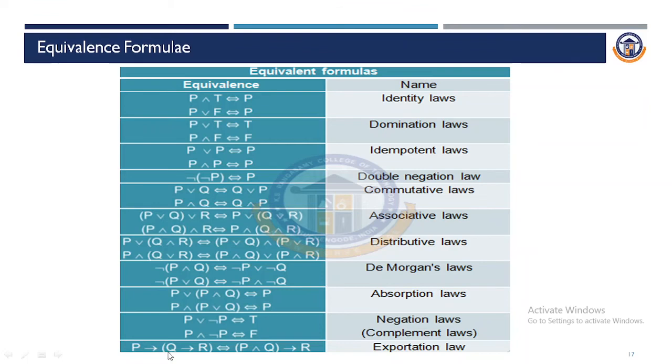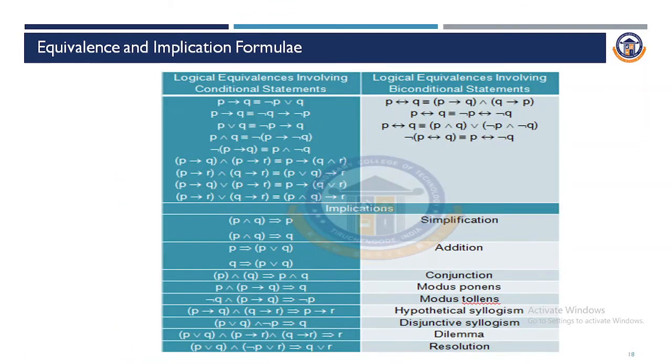Exportation law: P and Q conditional R is equivalent to P conditional, Q conditional R. P conditional Q is equivalent to negation P or Q. P conditional Q is also equivalent to negation Q conditional negation P. P or Q is equivalent to negation P conditional Q. P and Q is equivalent to negation of P conditional negation Q. Then these formulas.